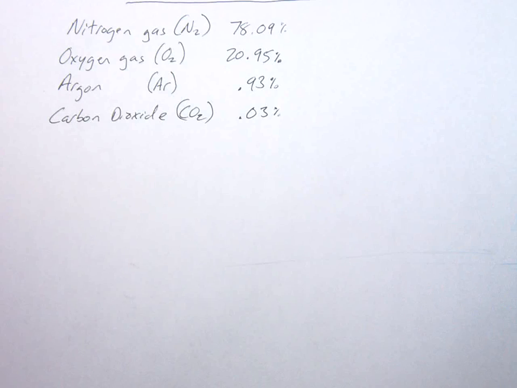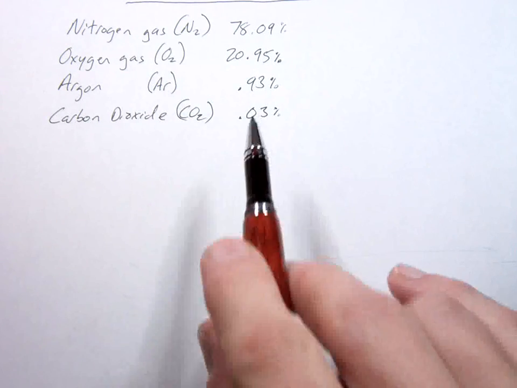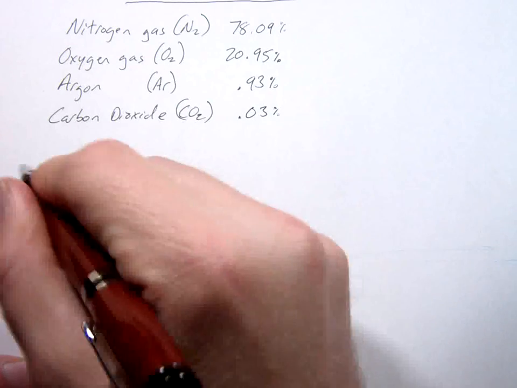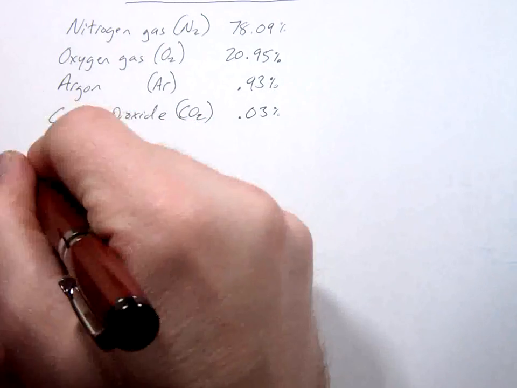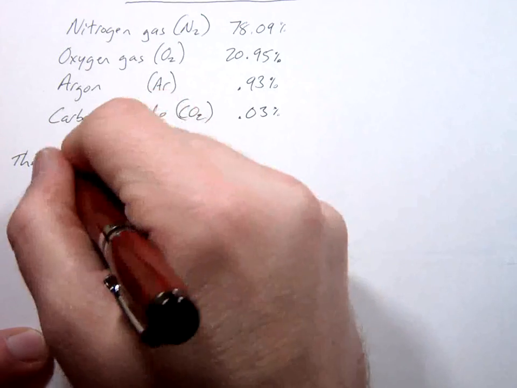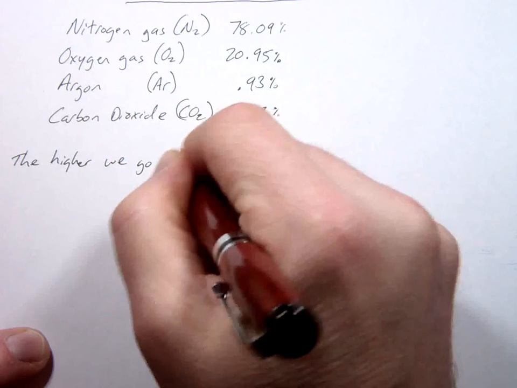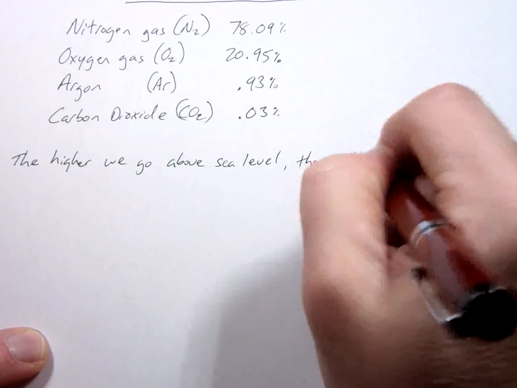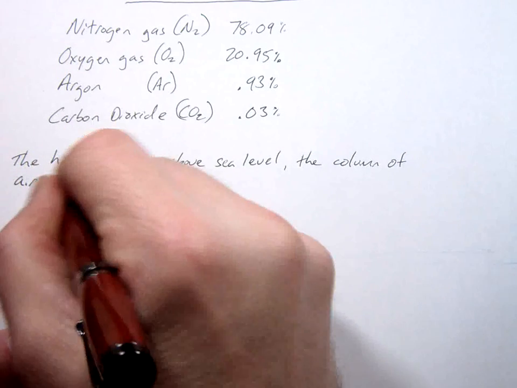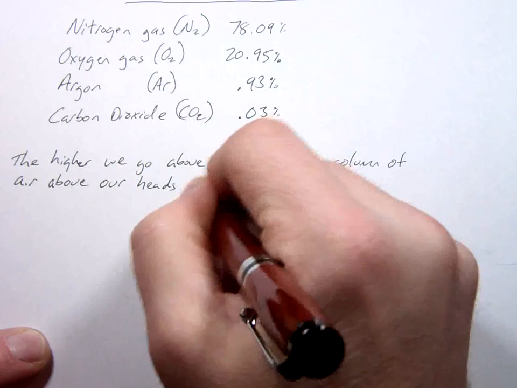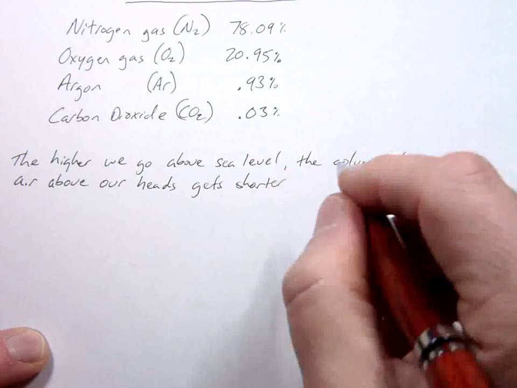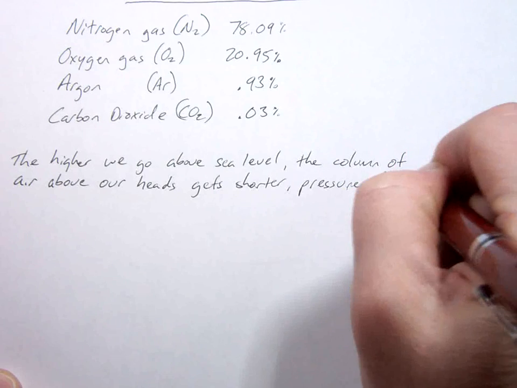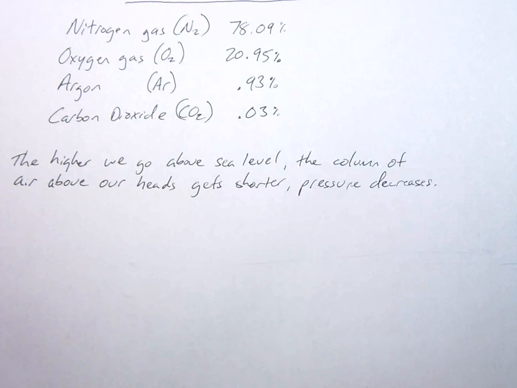Now, I want to illustrate how much of it is actually in the air. How much of it is in the air is a direct correlation to how much pressure there is in the atmosphere. For our purposes, I'm going to write down this statement, which is going to sound so simple, but it's true. The higher we go above sea level, the column of air above our heads gets shorter. Pressure decreases. Is it really that simple? Yes, it's exactly that simple.